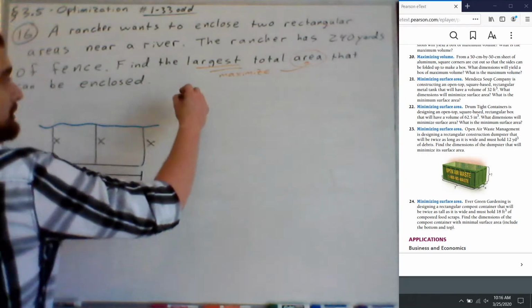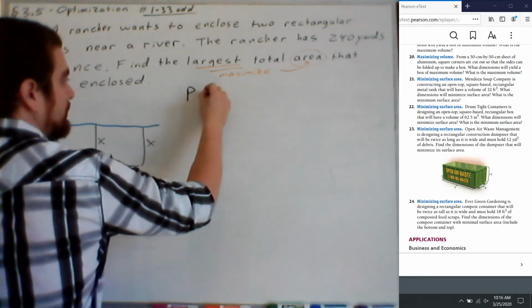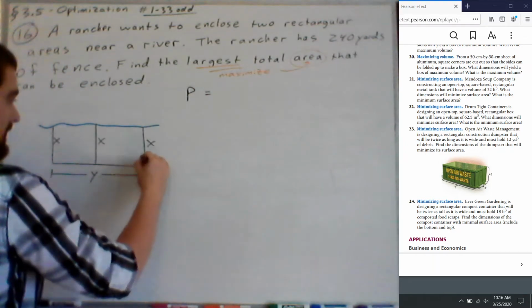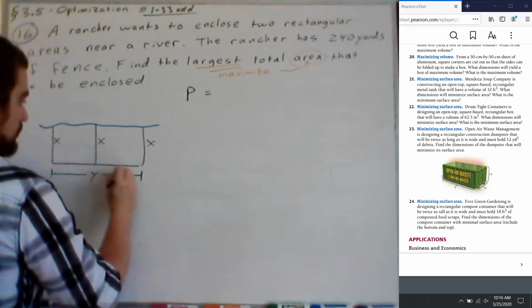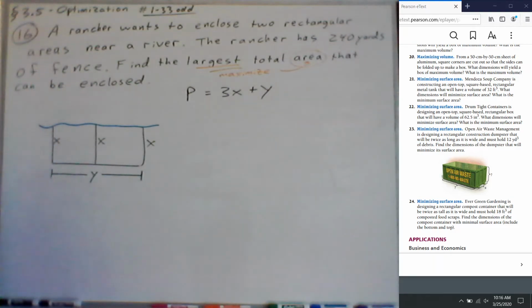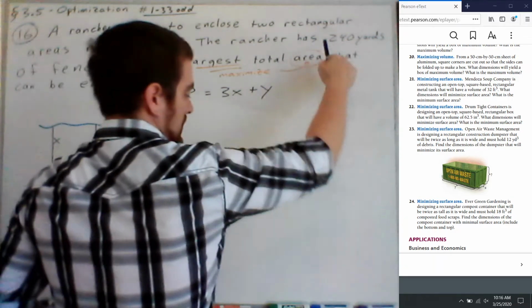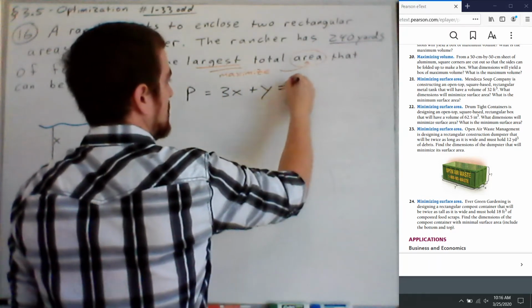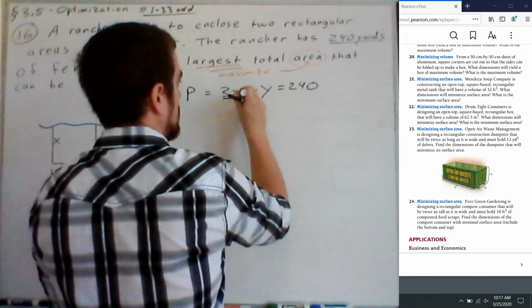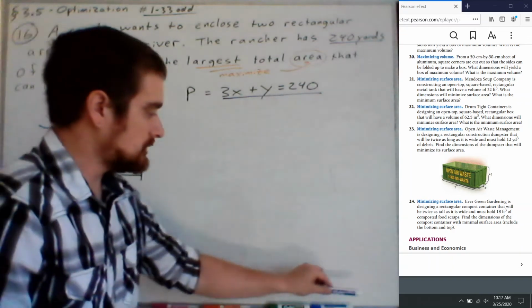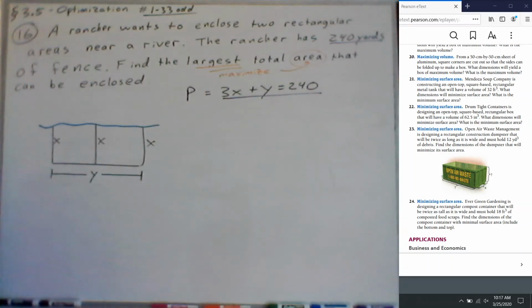Now, if I look, the perimeter of all my fencing, I'll just call it p, is going to be x plus x plus x plus y, right? I need x fence, x fence, x fence, and y fence. That's how much fence I'm using. All my fence that I have to use is 240 yards. So this has to be equal to 240 yards. 3 of these lengths, and this one length here, is 240. It's going to border the river, so he doesn't have to fence that side, which is nice.